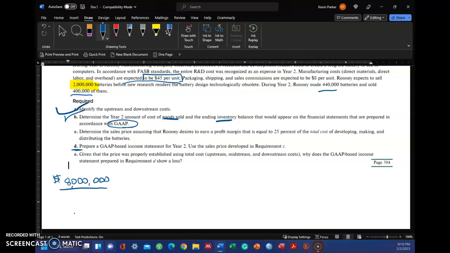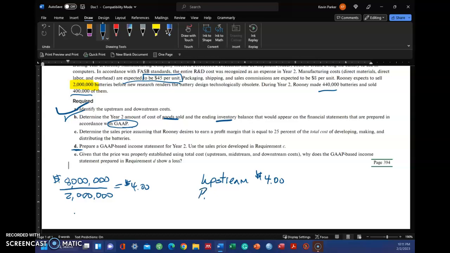Based on that R&D cost, I think they can make about 2 million batteries before they have to step up to the plate and redesign a new battery. They might be able to do some innovations and extend the useful life, or they might have to come up with something new, a really new and improved battery. But right now, based on the information, we know that the upstream cost or developing is $4 per unit.